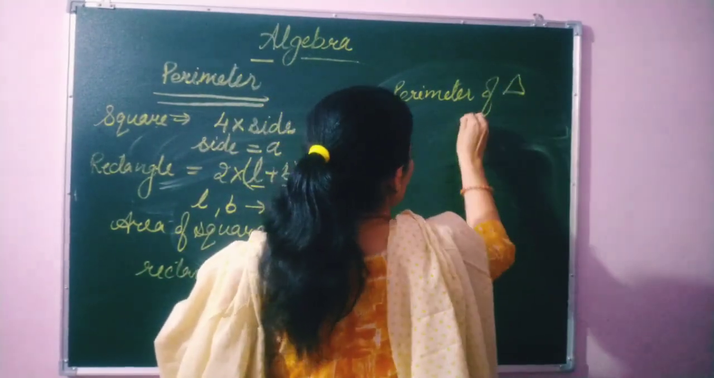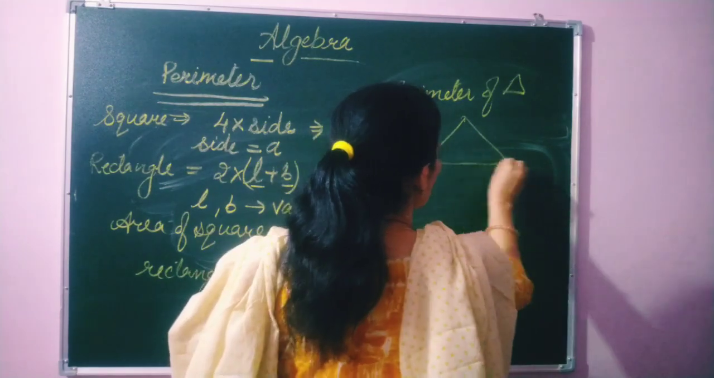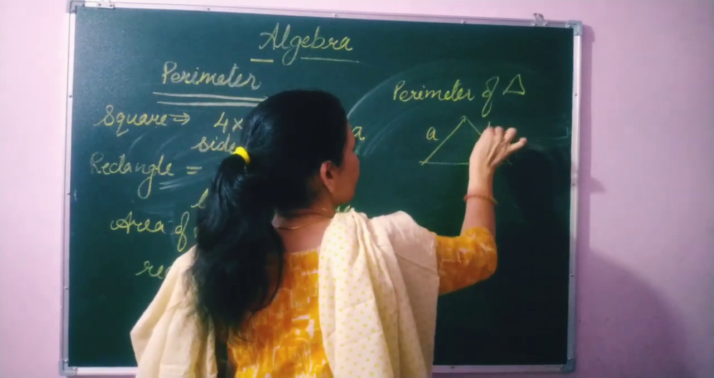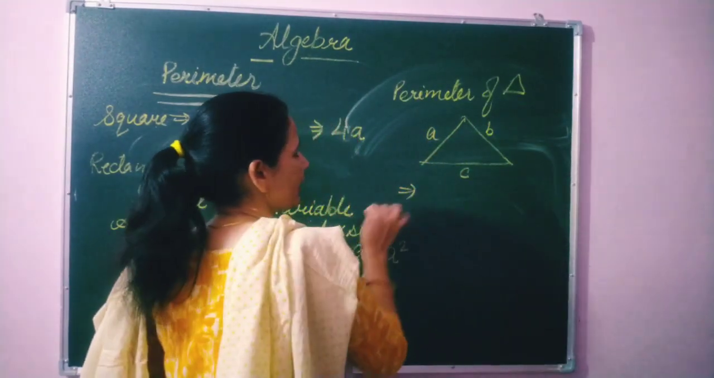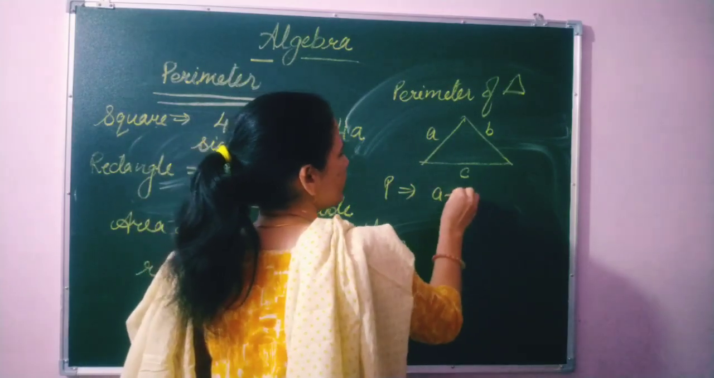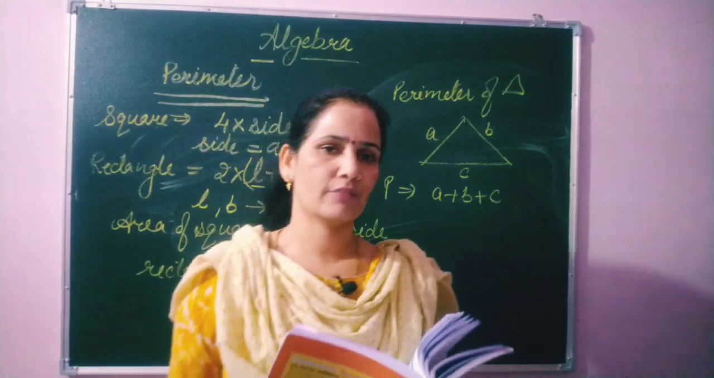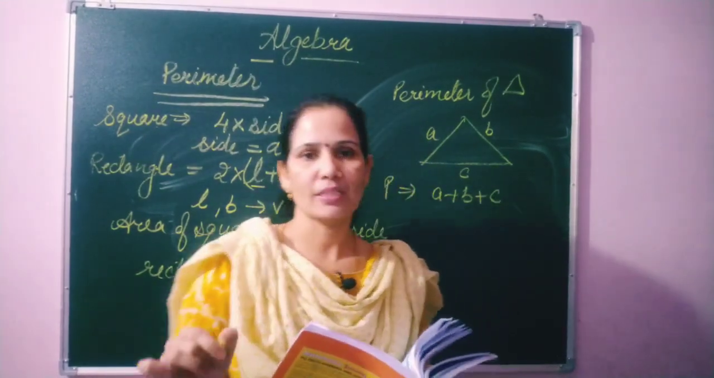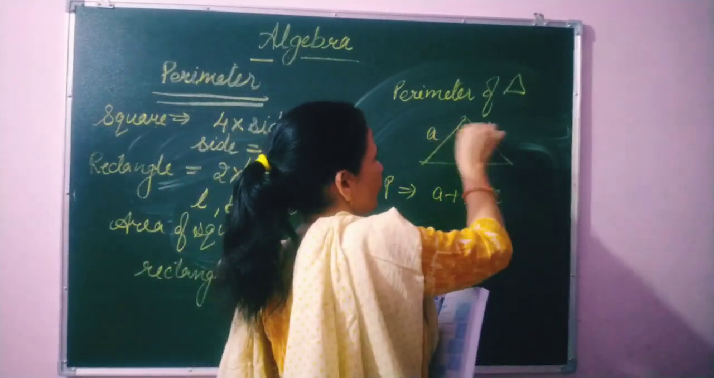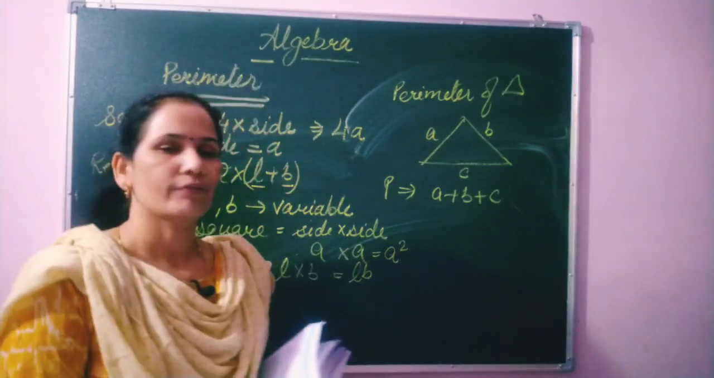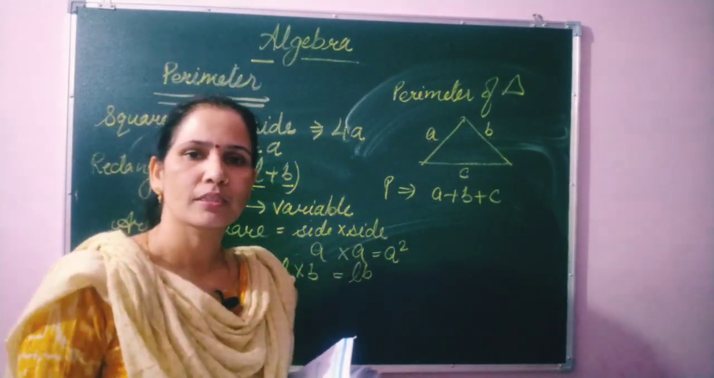Perimeter of a triangle. In a triangle we assume there are three sides, for example A, B and C. So how do we show the perimeter? A plus B plus C, that is the sum of all sides. We know very well perimeter means the sum of all sides. So here we take all three sides for the perimeter and show A plus B plus C.